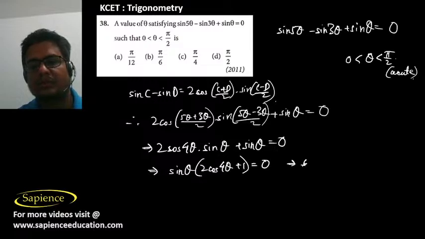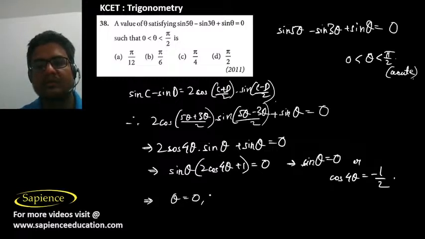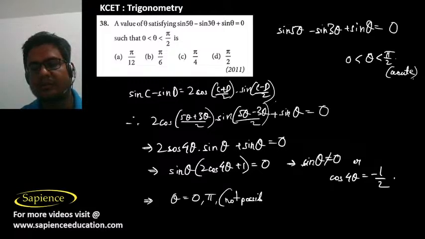So therefore sine theta is equal to 0, or cos 4 theta is equal to minus 1 by 2. So sine theta equal to 0 means that theta should be equal to n pi. It means theta should be either 0 or pi, but these two values we can't take. So sine theta cannot be 0 here, so these values are not possible.